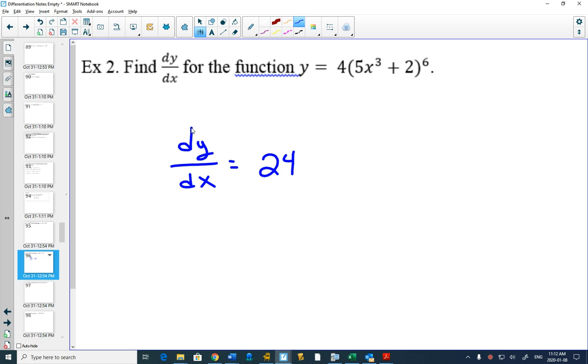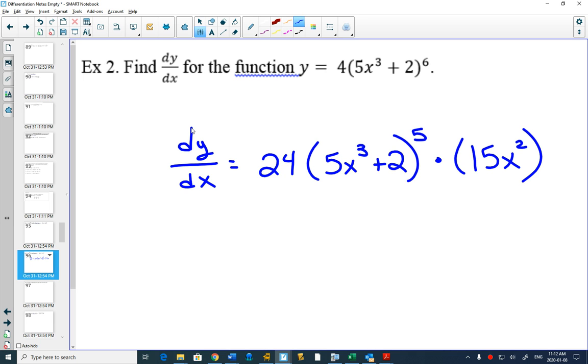Then you would subtract 1 from the exponent. Keep the inside function the same. And then multiply by 15x squared. And just like our product rule and our quotient rule, most of the time you don't even have to simplify. Because you can see you could multiply the 24 times the 15, if you wanted to. But for the most part, they're fine if you just leave your answer like this.